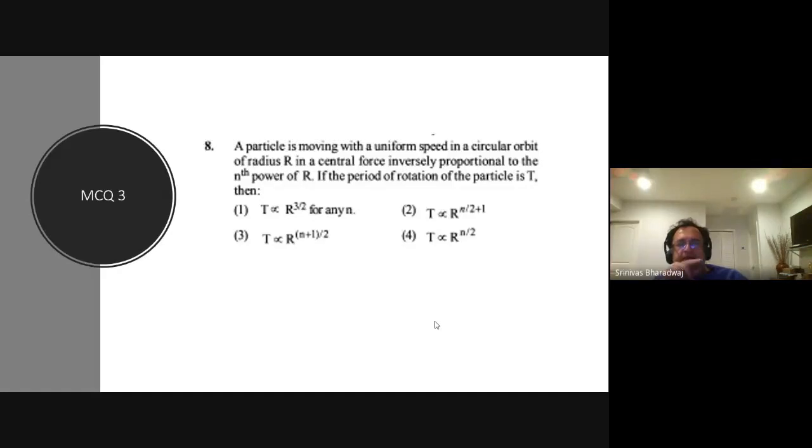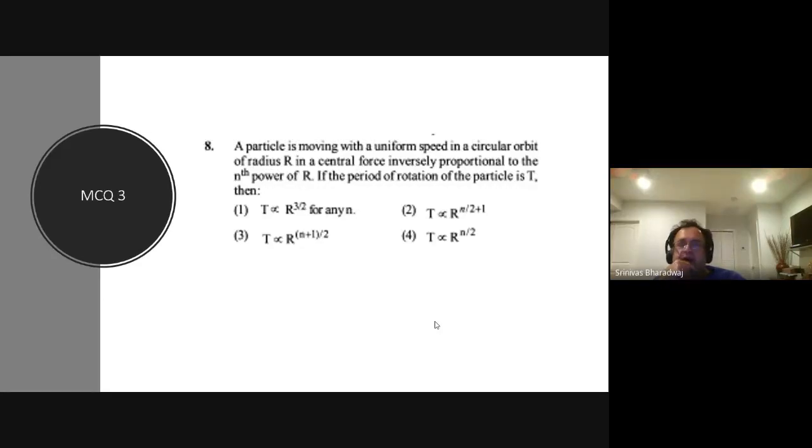F equals m, is equal to k times r to the power of 1 by n, right? Is inversely proportional, k to the nth power of r. So F equals k times r to the power of minus n, right?